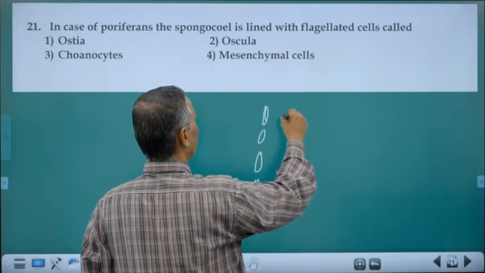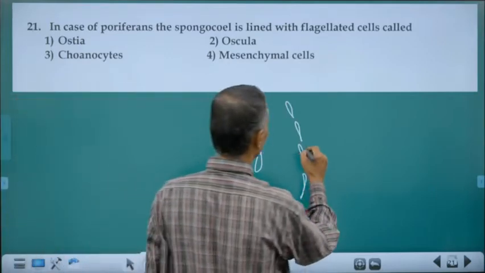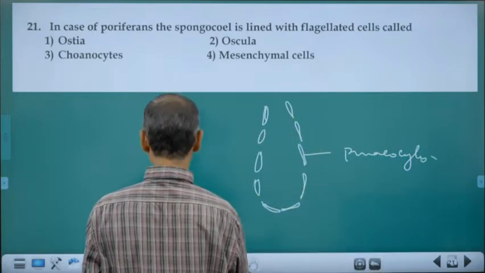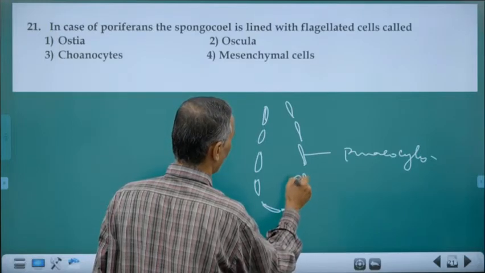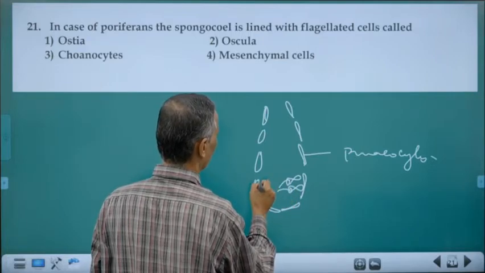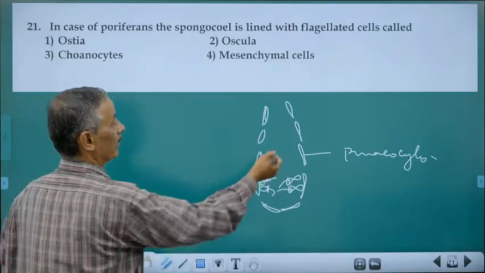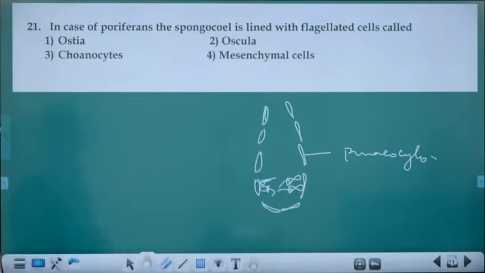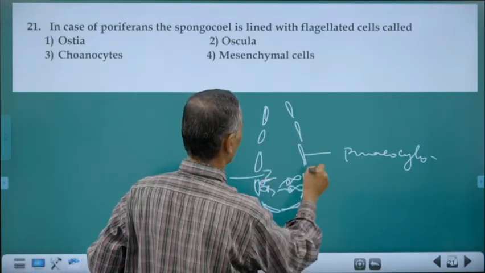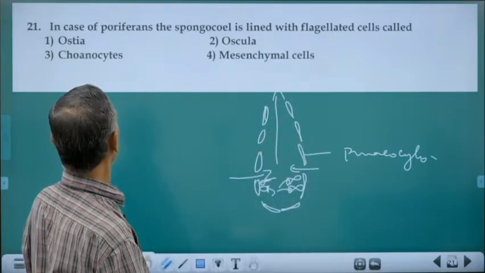The outermost one is called pinacoderm, made up of thin flat cells called pinacocytes. And the inner layer is made up of choanocytes. Flagellated choanocytes will be lining the inner spongocele. The flagella will be vibrating and their vibration will cause water to enter through the dermal ostia and go out through the terminal osculum.